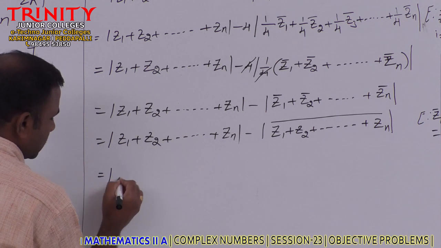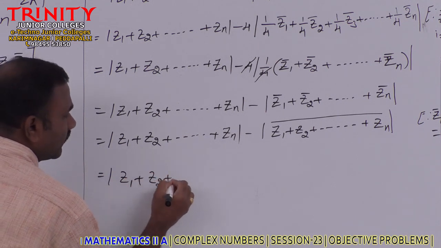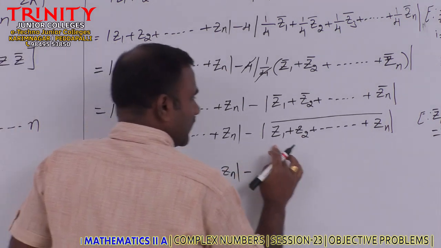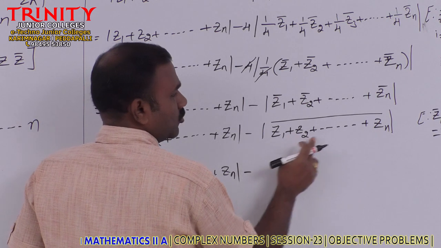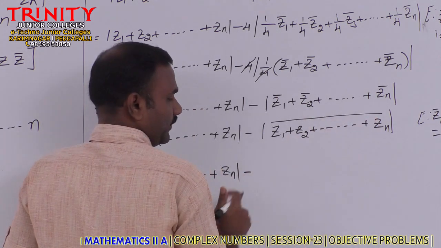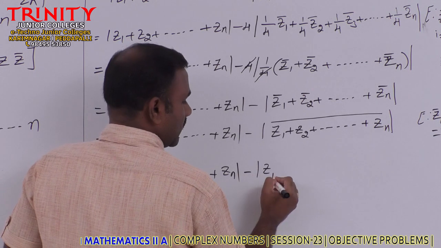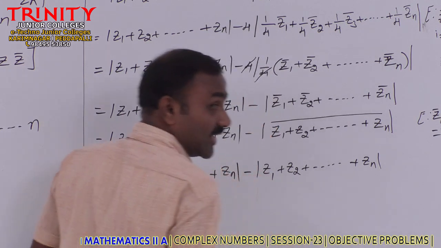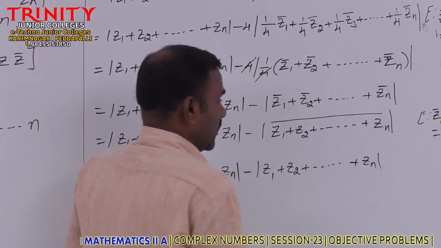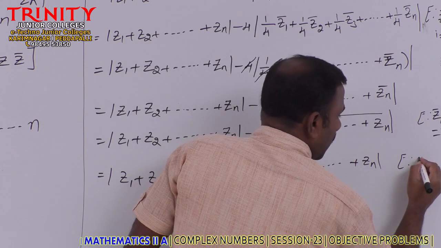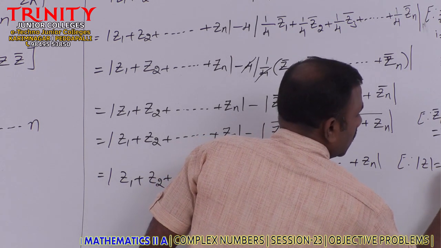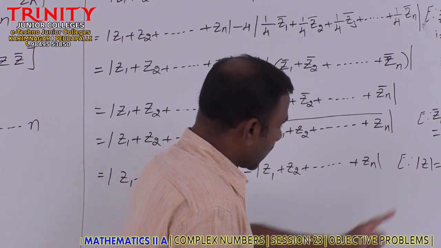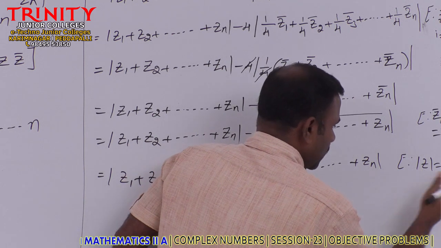Now from this, Z1 plus Z2 so on plus Zn whole bar, can we write this one as Z1 plus Z2 plus so on plus Zn? We can write it as simply modulus of Z1 plus Z2 plus so on plus Zn only. Why? Because we have mod Z is equal to mod Z bar. We have this property. If you want you can take one example also.